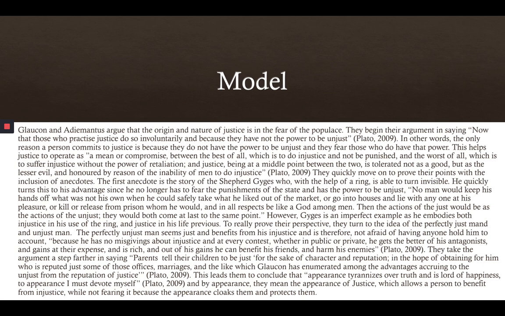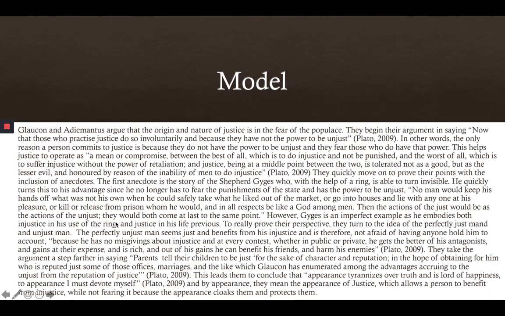The first one is the shepherd Gyges, right? Who, with the help of a ring, is able to turn invisible. He quickly turns this to his advantage, since he no longer has fear of the punishments of the state and has the power to be unjust. Quote, "No man would keep his hands off what was not his own, when he could safely take what he liked out of the market or go into houses and lie with anyone at his pleasure or kill or release from prison anyone he would."